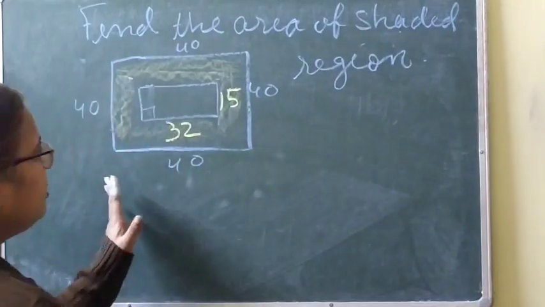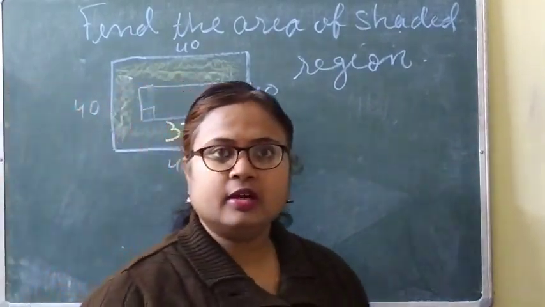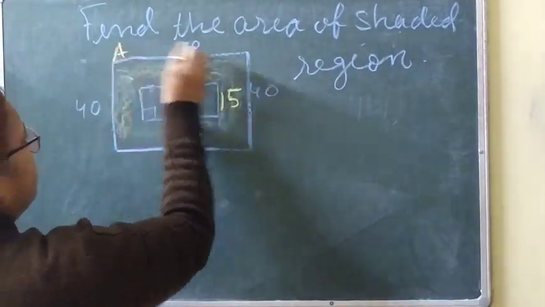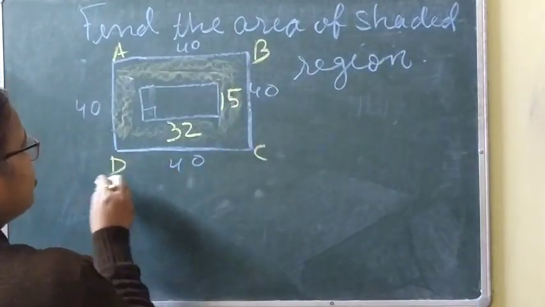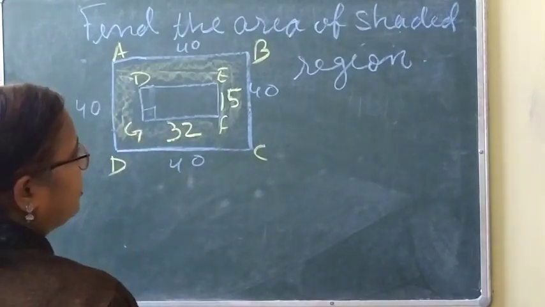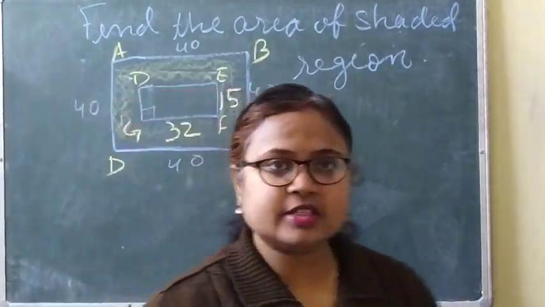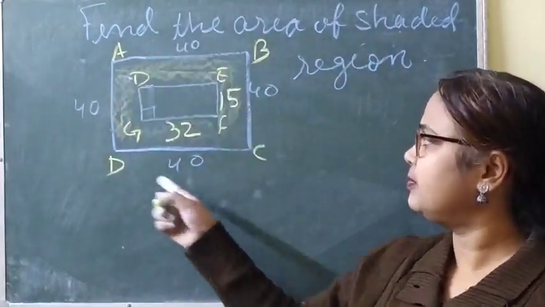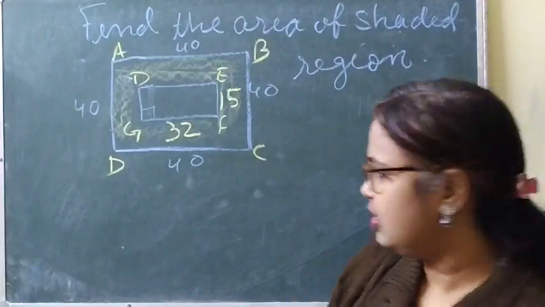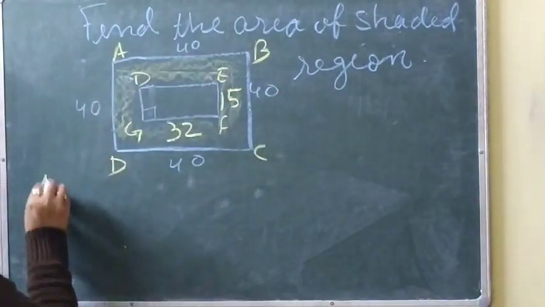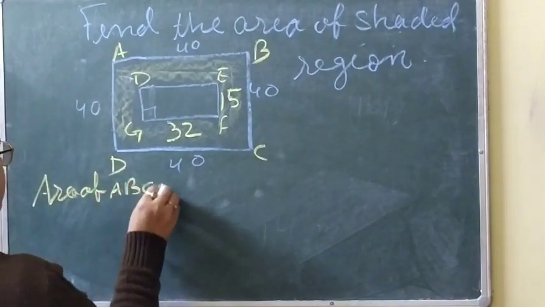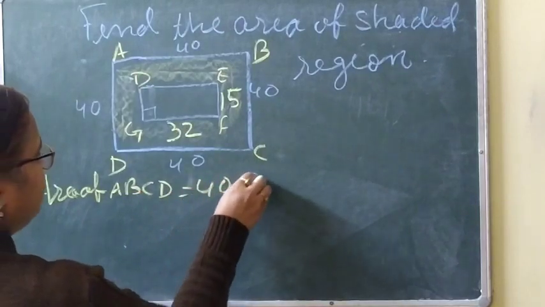From the numerical values that are given here, it is clear that if first you name this one, ABCD is a square and DEFG, this is a rectangle. So how will you find out the area of shaded region? So first we will find out the area of the square, and then we'll find out the area of the rectangle and then we will subtract. Okay. So we will write like this. Area of ABCD is equal to 40 into 40.